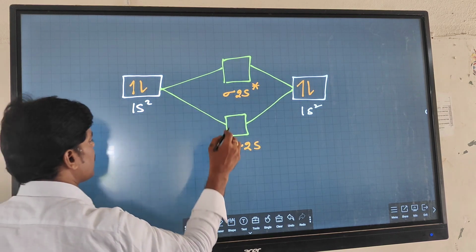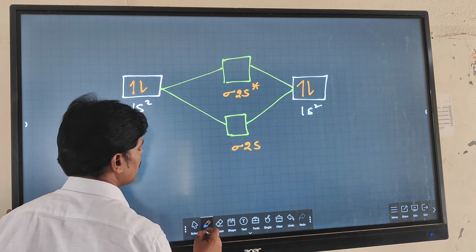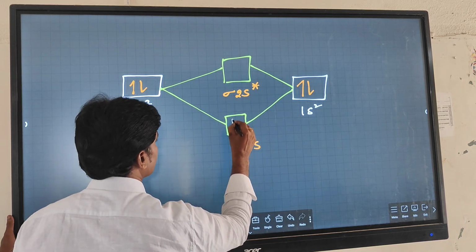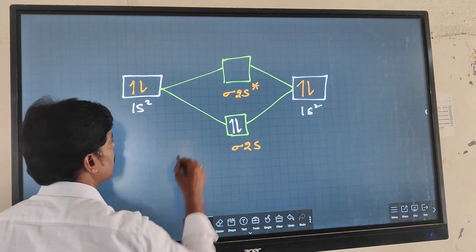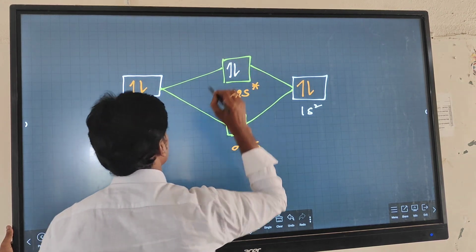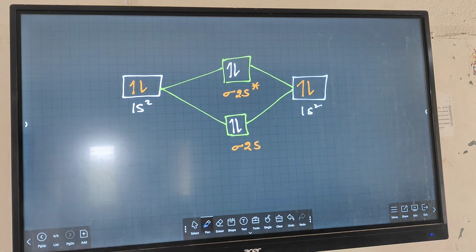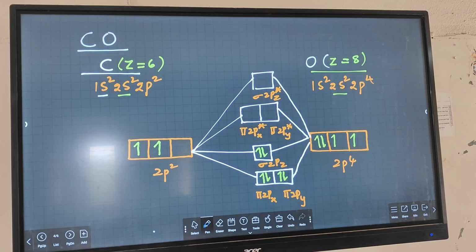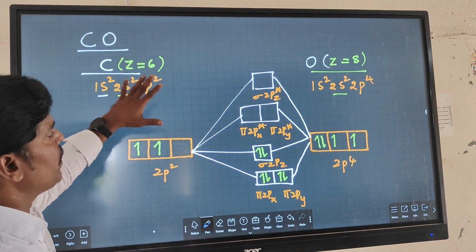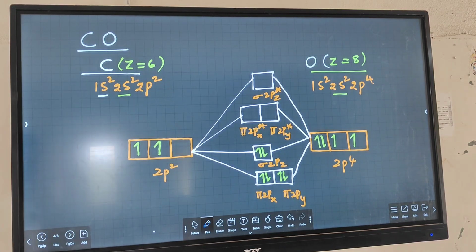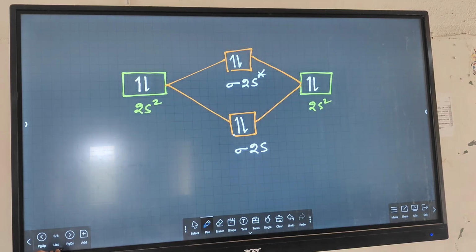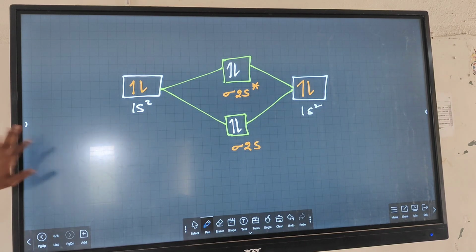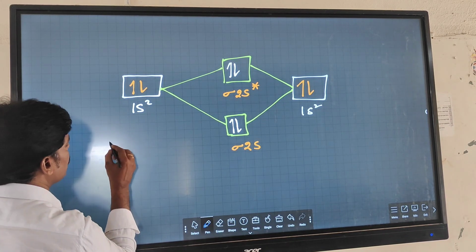Now distribute the electrons in these 2 orbitals. These 2 electrons, I will give to this orbital. So now we have completed the molecular orbital diagram of carbon monoxide. First we start with the p orbitals and end with the 1s orbital. Now at the end of this diagram, I will note it down.